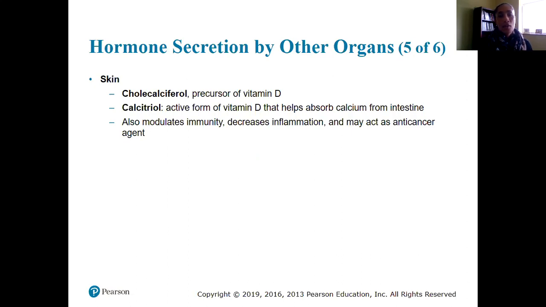Our skin also modulates immunity, decreases inflammation, and may act as an anti-cancer agent. I'm sorry, that's for calcitriol, not our skin.